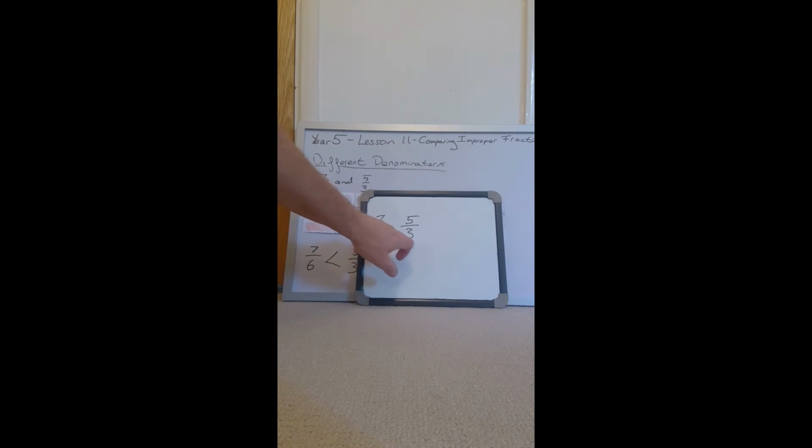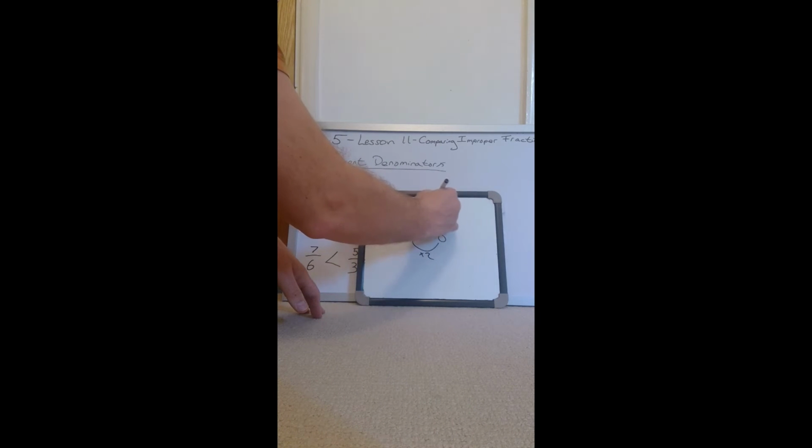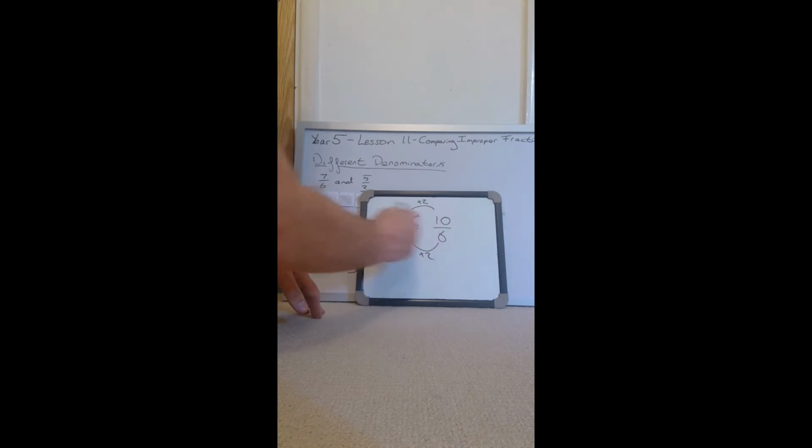I'm going to do that because by dividing 3 into 6, I know this goes in twice using my times table knowledge. So I'm going to create an equivalent fraction for 5/3 in sixths. So I need to times this by 2. 3 times 2 equals 6. So I have my denominator, and the numerator I times by 2 as well. 5 times 2 is 10. I'm going to rewrite out my number sentence: 7/6 and 10/6.